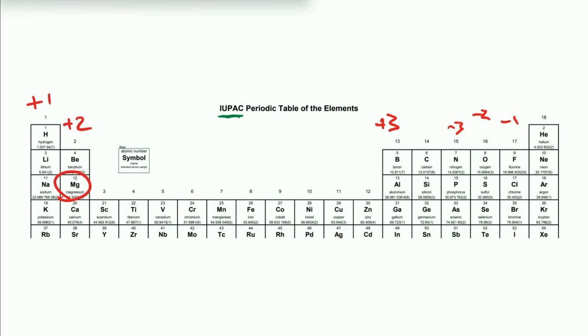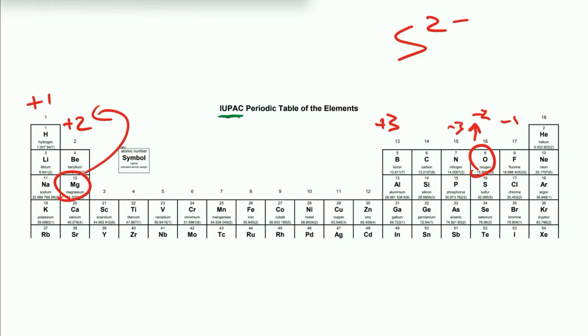Look, it's in group 2, it forms a 2+ charge. Okay. Oxygen, well, that's in group 16. And remember what it formed? It formed a -2 charge. Well, that should be an arrow. There we go. Okay. Sulfur. What's the ion of sulfur? The sulfide? Well, it's going to be S2-.